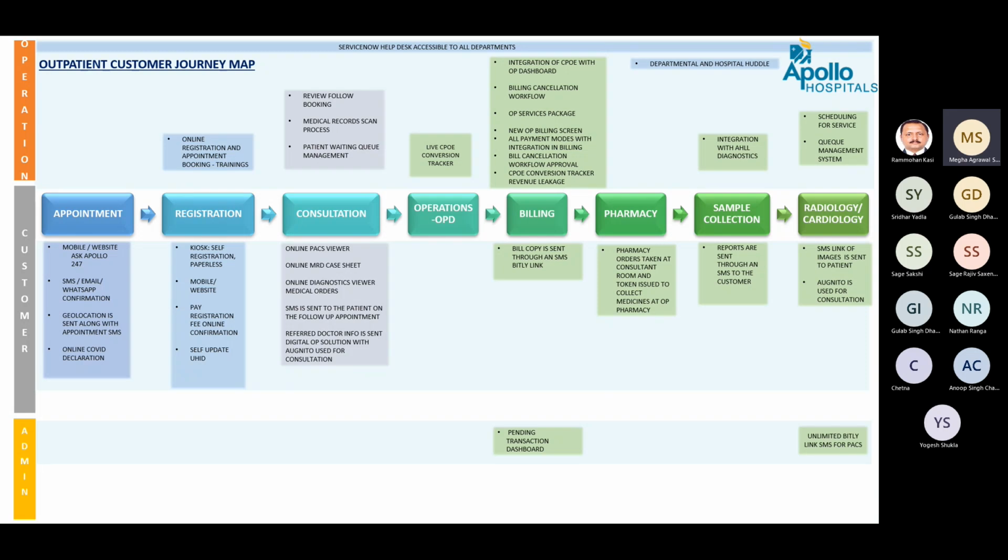And sir, in radiology, as it is written that an SMS link of images would be sent to the patient, would it be sent to the doctor also or just to the patient? If the doctor requires, for example if one VIP patient is there and the related information is required, yes, we can send it to the doctor also. Automatically, it goes to the customer. And the radiology person will have an option where he can select the image, type the mobile number and send it to the person.